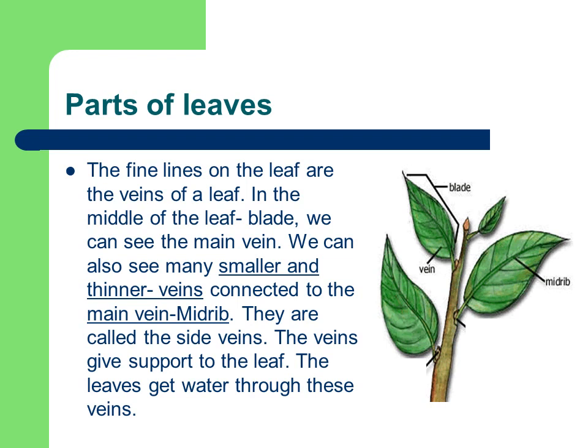We can also see many smaller and thinner veins connected to the main vein midrib. They are called side veins. The veins give support to the leaf. The leaves get water through these veins.